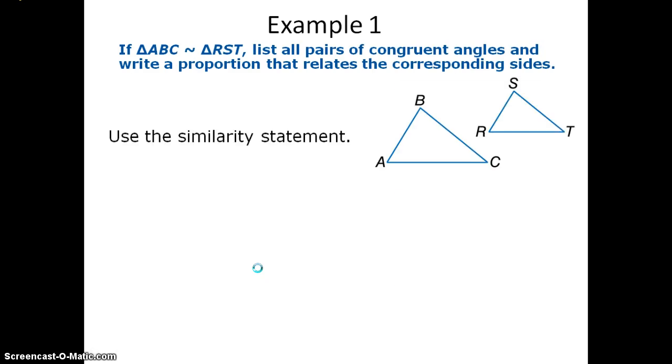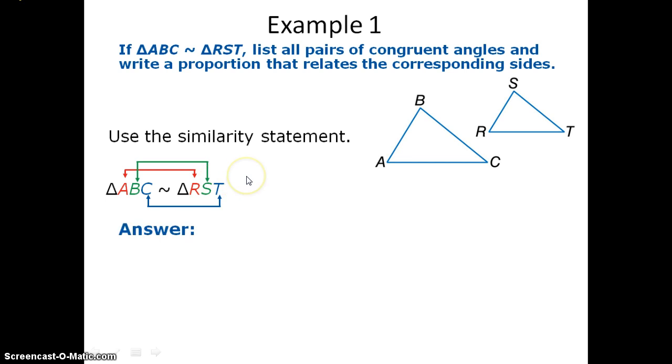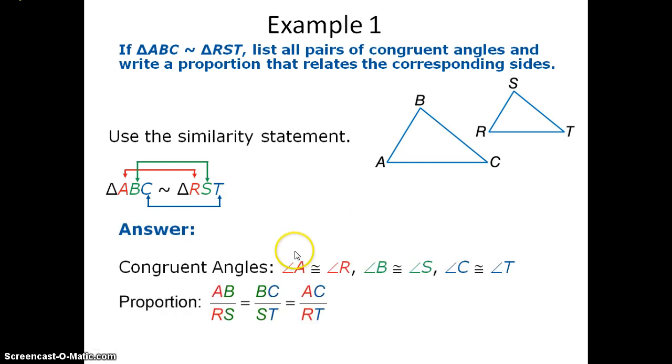Example 1. If triangle ABC is similar to triangle RST, list all the pairs of congruent angles and write a proportion that relates the corresponding sides. So first, let's list all the congruent angles. So using the similarity statement, I know A is congruent to R, B is congruent to S, and C is congruent to T. So the congruent angles, A is congruent to R, B is congruent to S, C is congruent to T.